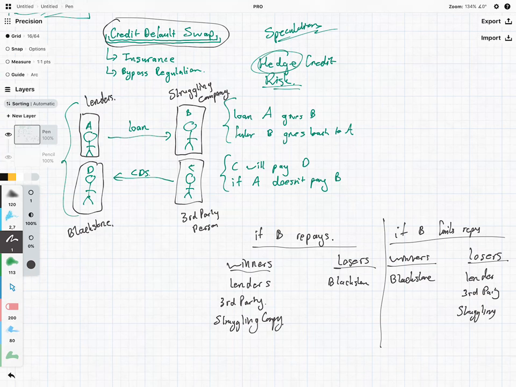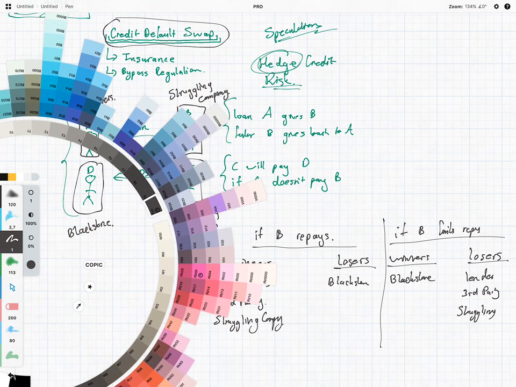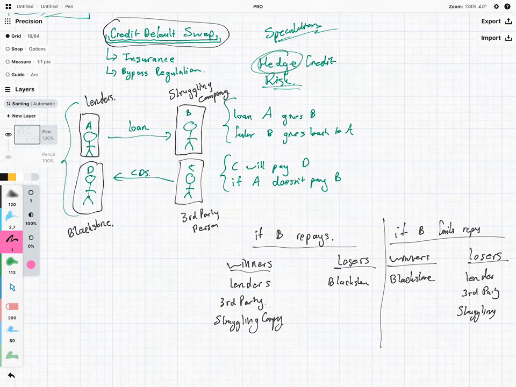And this is where Blackstone comes in, and they're very, very sneaky. So let's get a different color. Let's get this bright pink. What Blackstone does is they say, hey, Mr. Struggling Company, let's go for lunch at that really fancy restaurant just across from Central Park. So they'll come to the struggling company and they're going to manipulate them.